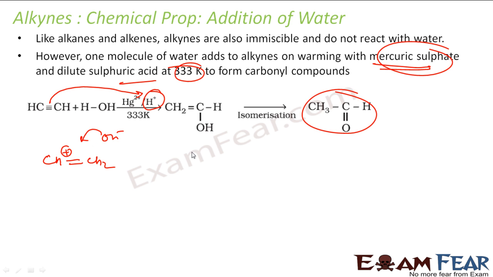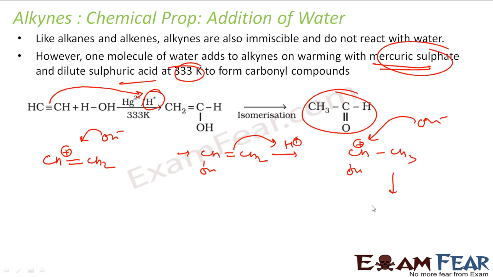Correct? So what you get is CH2=CHOH, CH2 double bond. Again you do the same reaction. You add H plus here, it reacts here. So you get again CH plus, you get OH and CH2. And with this, I have so many OH minus in this whole solution, which will react here. So you will form CHOH, OH and CH3.